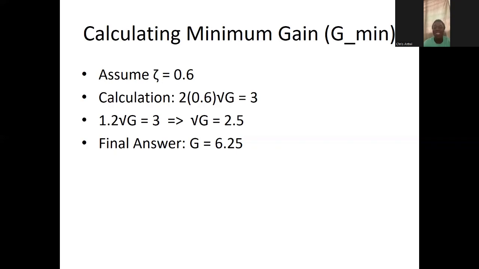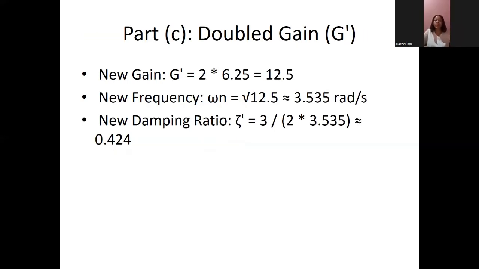Moving on to the first part of part C, where we are supposed to calculate for the doubled gain. Since we already know that our minimum gain is 6.25, calculating the new gain would be 2 times the minimum gain, which gives you 12.5. Because the gain has changed from 6.25 to 12.5, the natural frequency would also change, so you would get a new frequency. And then we would also get a new damping ratio.